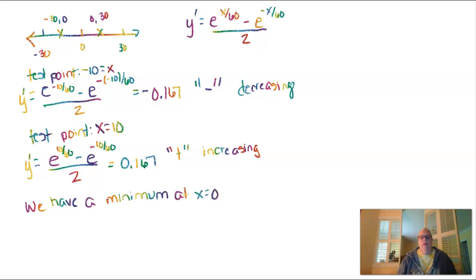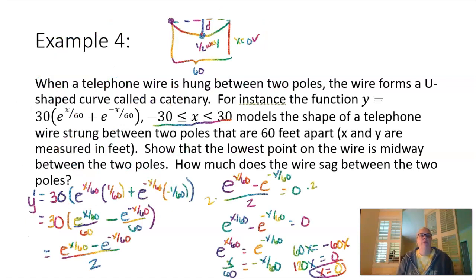At x equals 0. So we've proven the first part of it, the fact that the minimum point occurs halfway between. Okay, so we have a minimum. Let's find out exactly what that minimum is. We can find that out by, when x is equal to 0, plugging it back into our original function right here and figuring out what y is equal to when x is equal to 0.